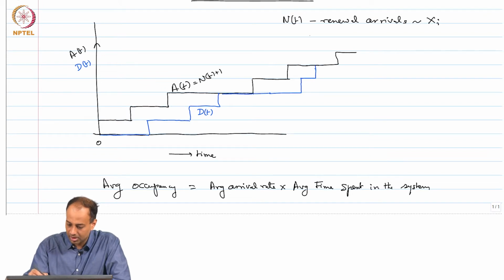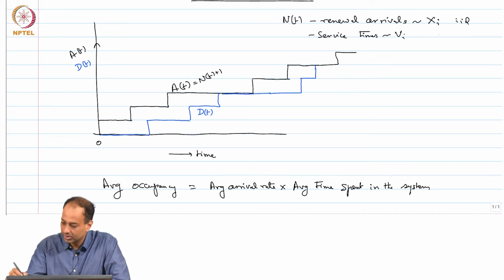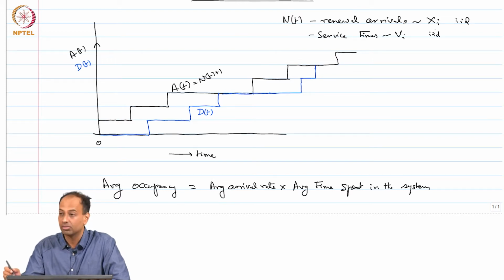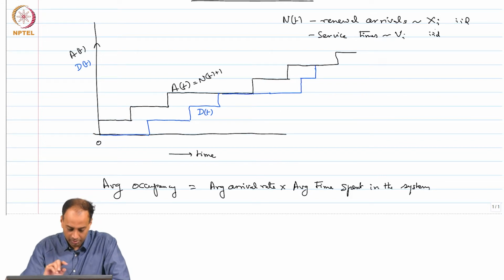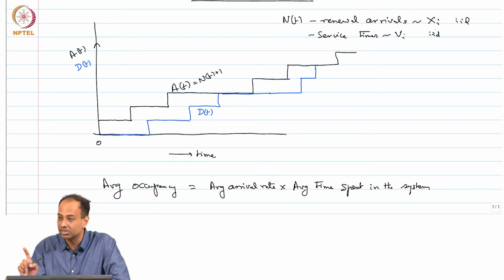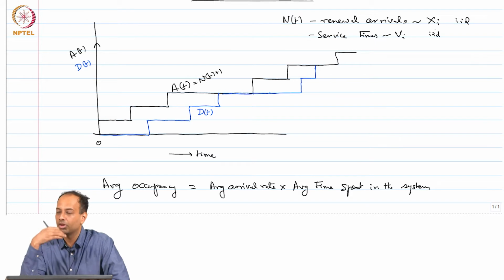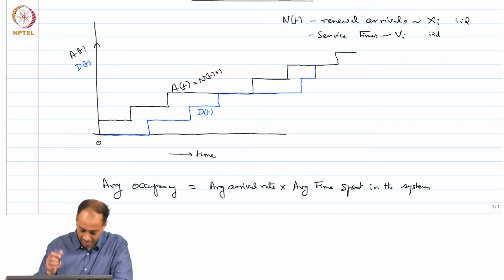And service times are distributed as vi. These are IID, and the xi's and vi's are independent. Now, the black step is, as I said, the arrival process, and the blue curve is the departure process. At any given time t, A(t) denotes the total number of arrivals that have come to the system, and D(t) denotes the total number of departures from the system.